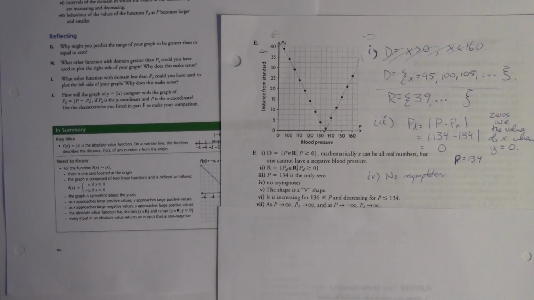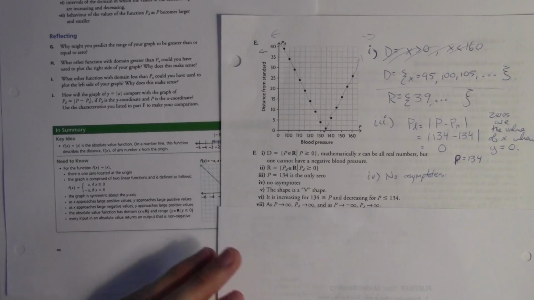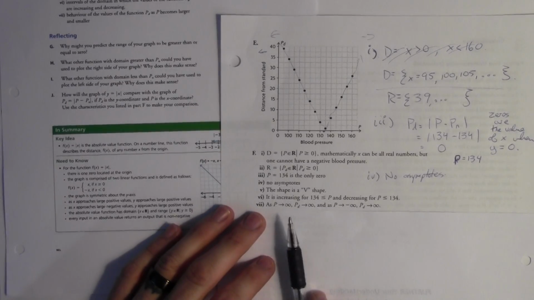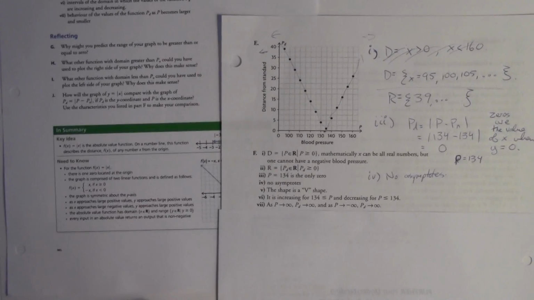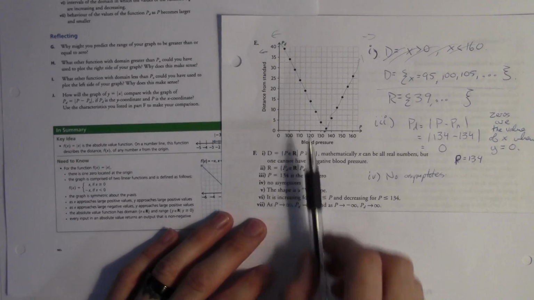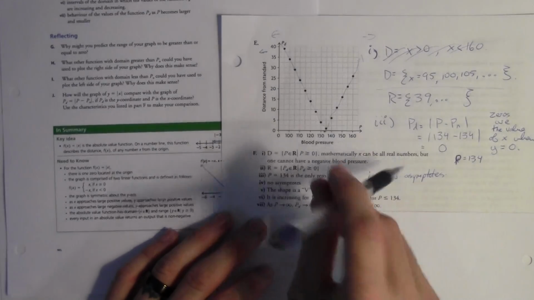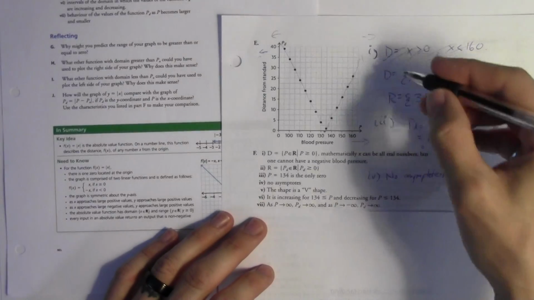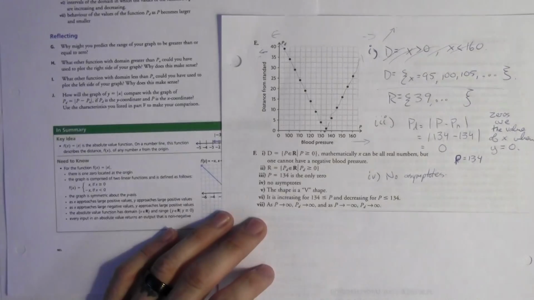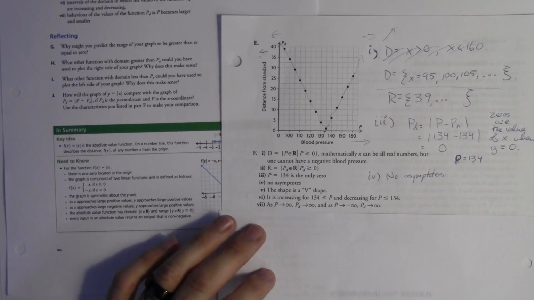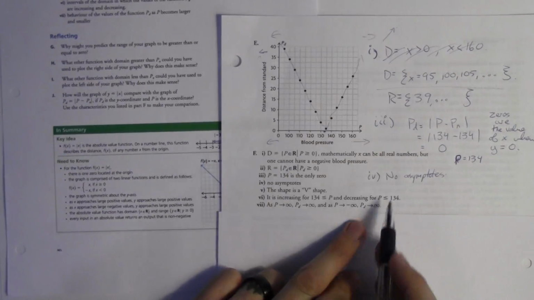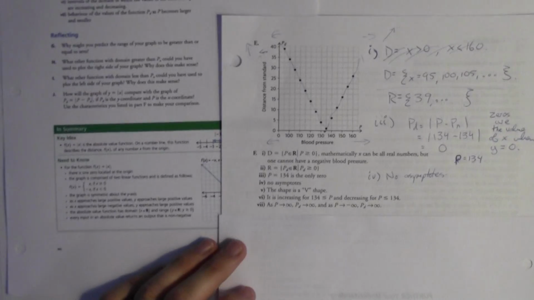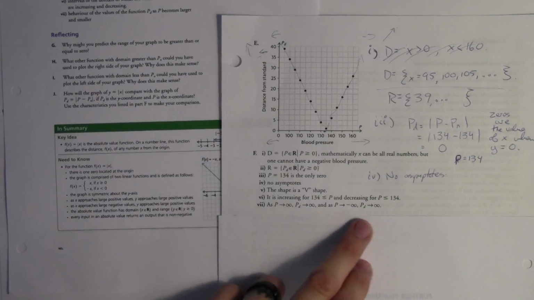And finally, it says the behavior of the values of the function PD as P becomes larger and smaller. This is kind of the same idea, right? As P goes to infinity, PD goes to infinity. So as P, which is our independent, goes to infinity, PD, which is our dependent value, is also going to go up to infinity. Okay? As P goes to negative infinity this way, our PD is going to go up to positive infinity. Okay, any questions about this nomenclature?